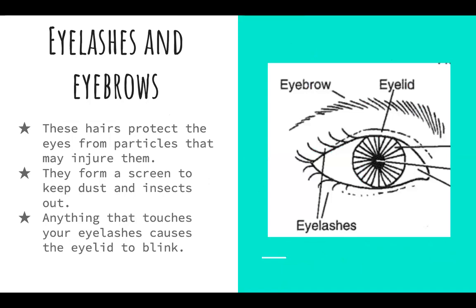All right. The next part of your eyes that are really important, and we don't really think about this, are your eyelashes and your eyebrow. We'll focus on your eyelid on the next slide.